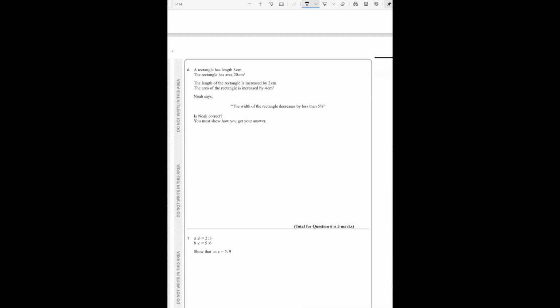Right, question 6. Rectangle has length 8 centimeters and area of 20. The length of the rectangle is increased by 2. The area of the rectangle is increased by 4. The width of the rectangle decreases by less than 5%. Is Noah correct? Well, we've got a rectangle. Let's actually draw some diagrams. Well, 8 times 2.5 is 20. And then the new rectangle is 10 by 2.4.